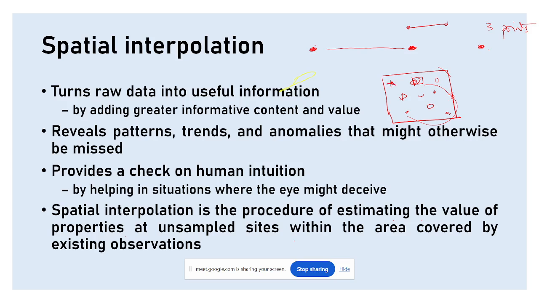Like you already have information about, let's say, 5 points in this area. And then using these 5 points, you're getting additional information. With that, you might be able to generate some kind of pattern regarding the rainfall in that area. That is more useful than just getting information about only 5 points.